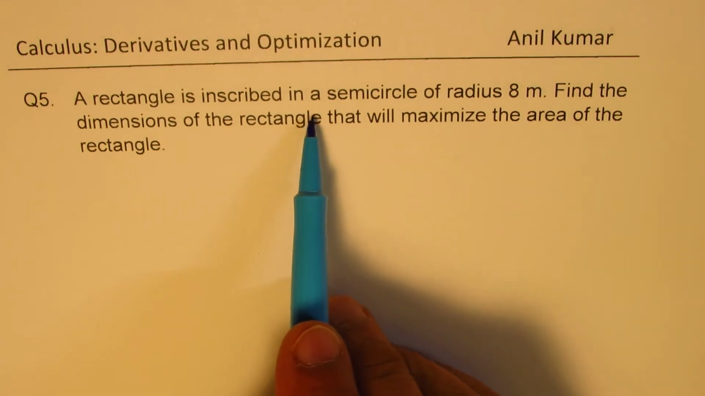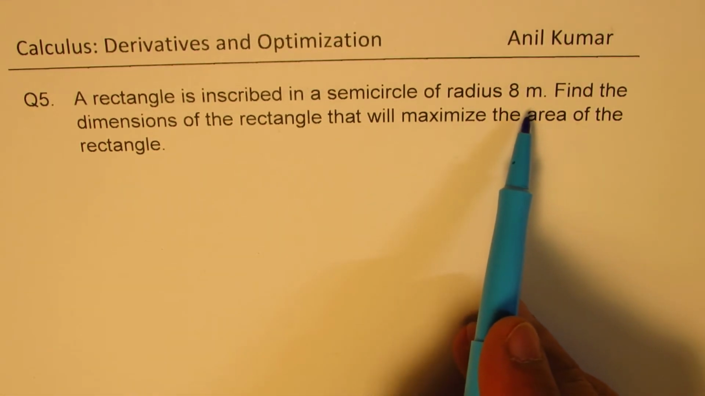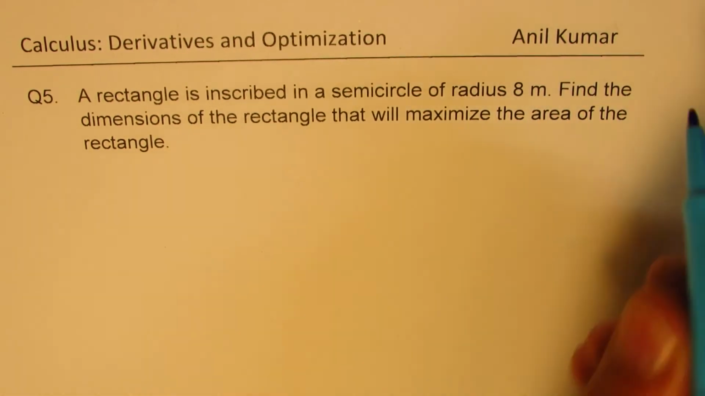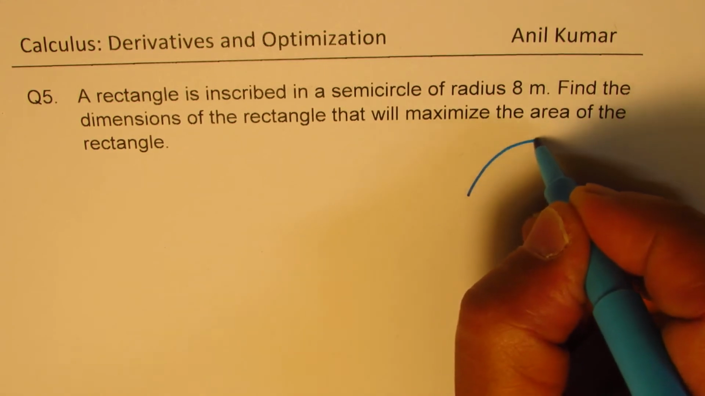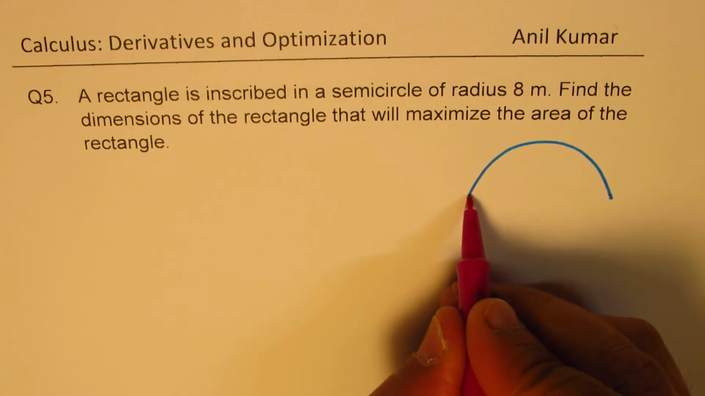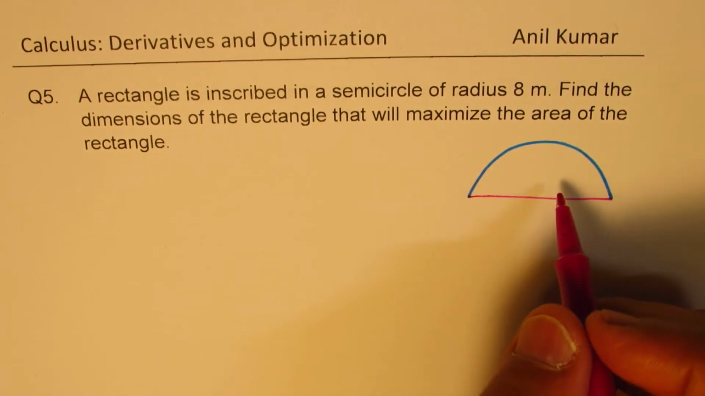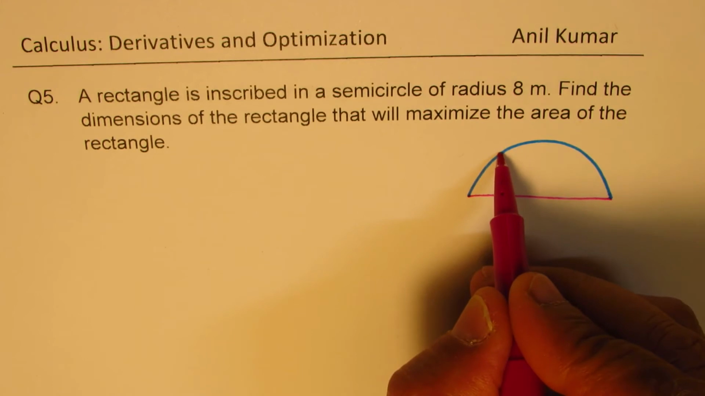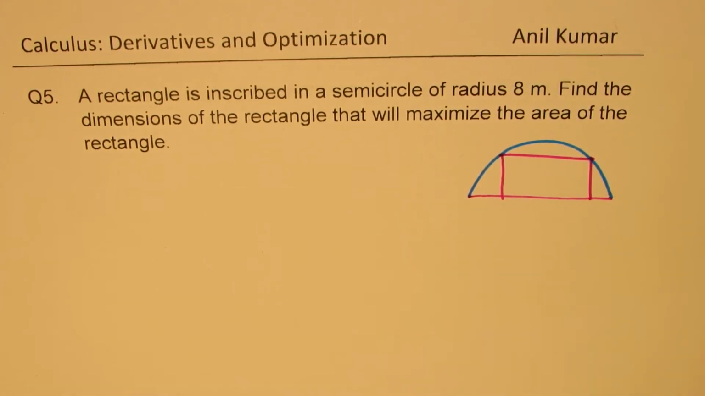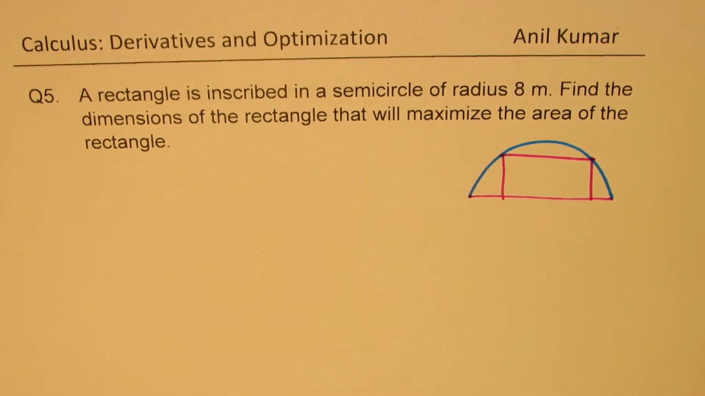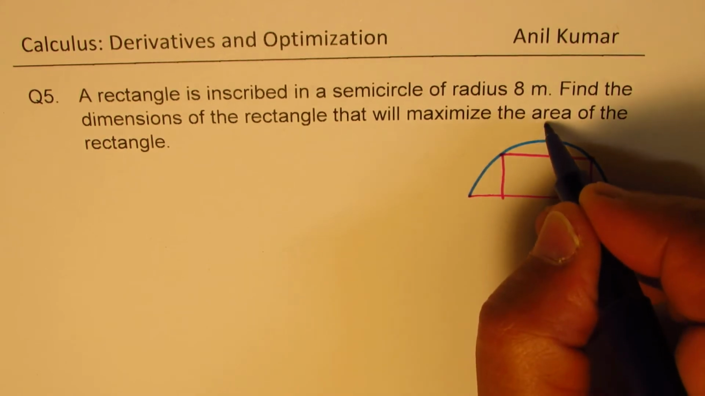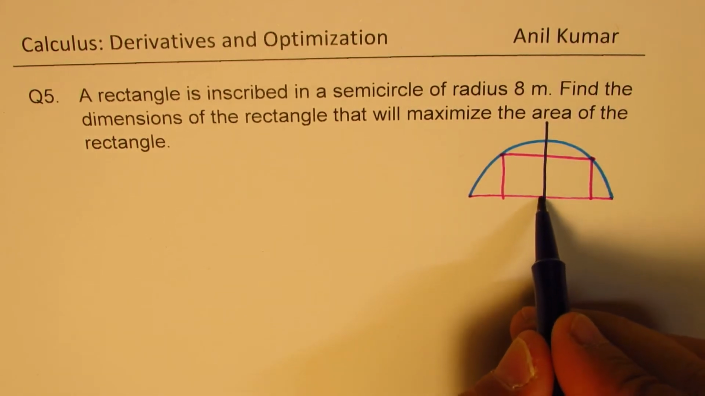A rectangle is inscribed in a semicircle of radius 8 meters. Find the dimensions of the rectangle that will maximize the area of the rectangle. So let this be the semicircle, and we are having a rectangle within this. Now, let us say that is the rectangle. We'll take advantage of the symmetry of semicircles, so let's draw an axis kind of midway like this, right?